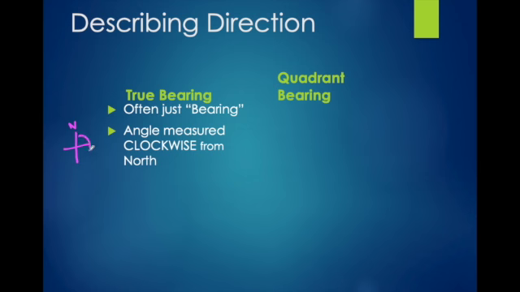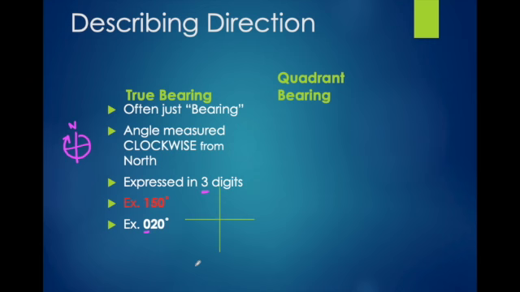So there's north, and you're going to go around clockwise, expressed in 3 digits. An example would be 150 degrees, or an example would be 020 degrees. Notice 3 digits, so you have to put that 0 there.